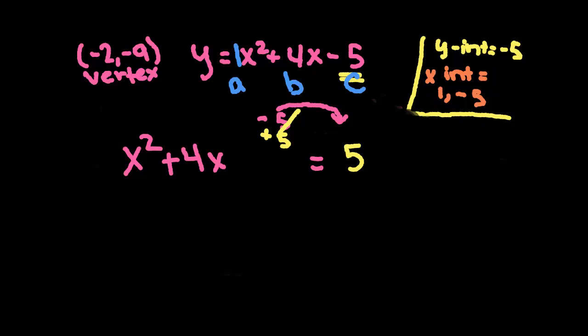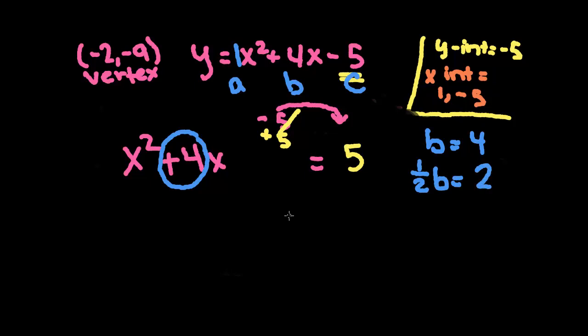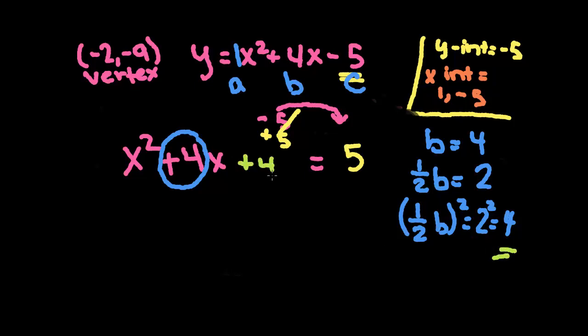So to complete the square, I look at my b number. And so I have b equals 4. And then I take 1/2 b. 1/2 b is 2. Then I take 1/2 b and I square it. So 2 squared is 4. And I add that value to both sides of the equation. So I'm going to do plus 4, plus 4.